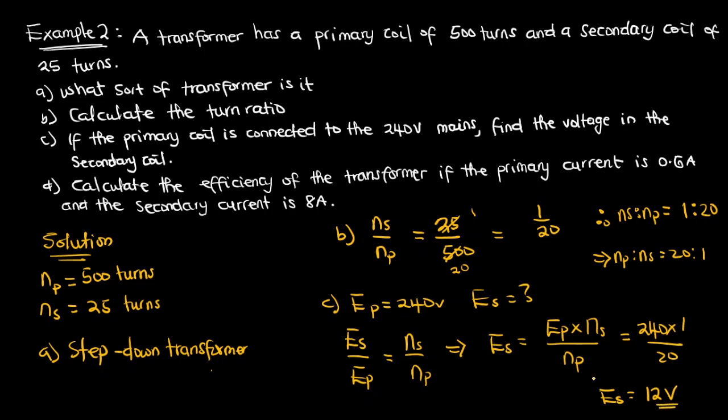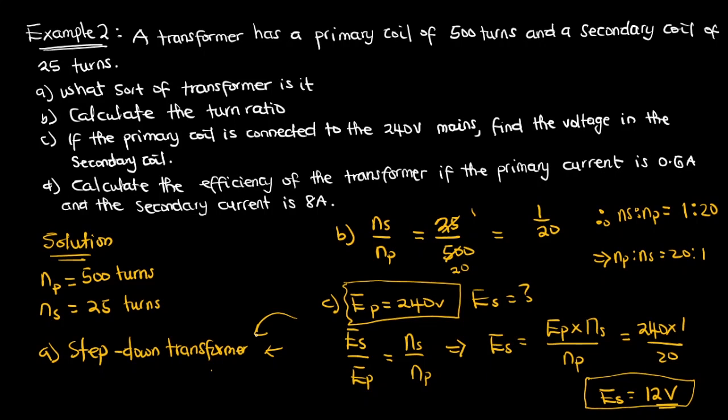It is 12 volts. Now because it is a step down transformer, we can see that the voltage that is applied to the transformer is 240, but it has reduced it to 12 volts. Are you okay? And this also proves that our answer for A, which is a step down transformer, is correct, because a step down transformer steps down the voltage or reduces the voltage output compared to the input.